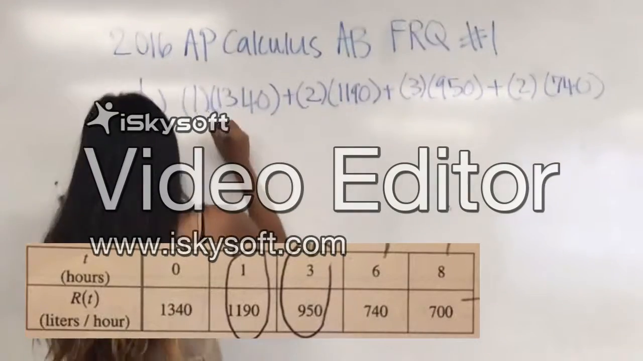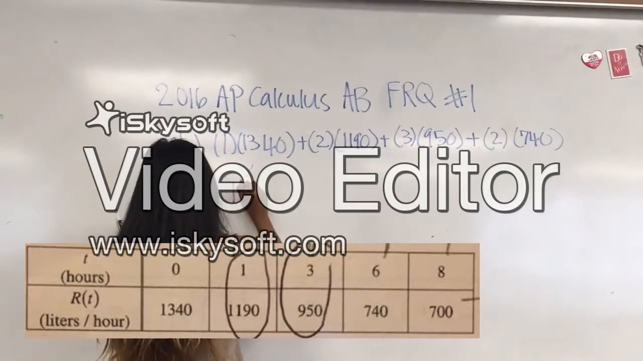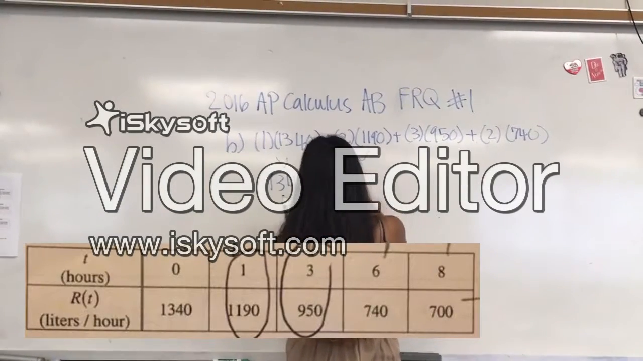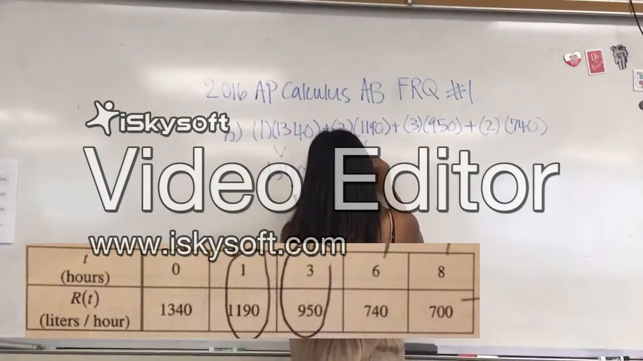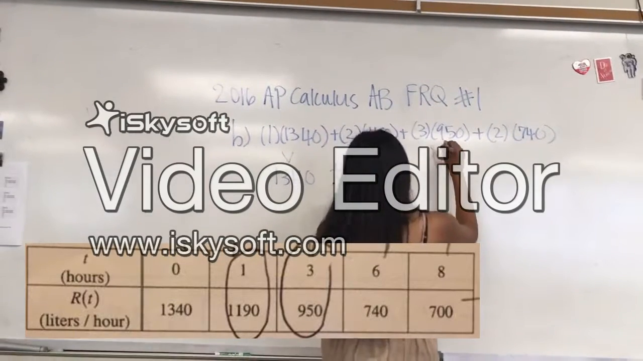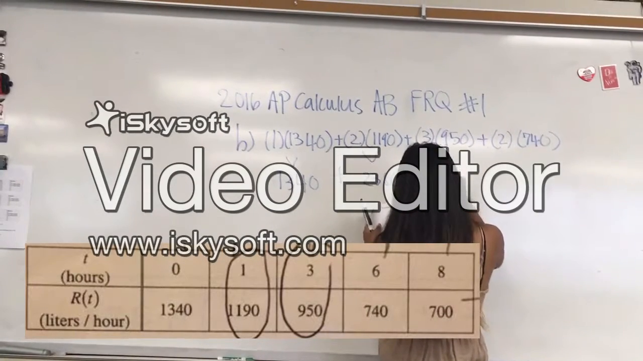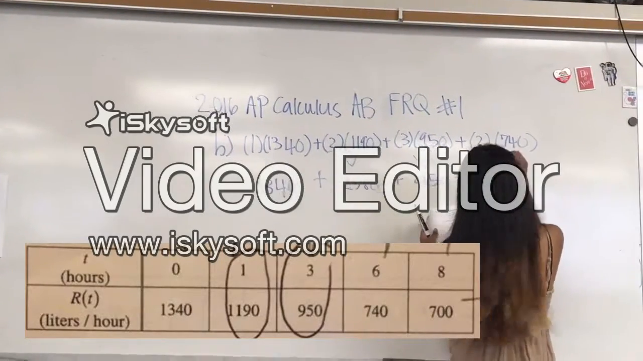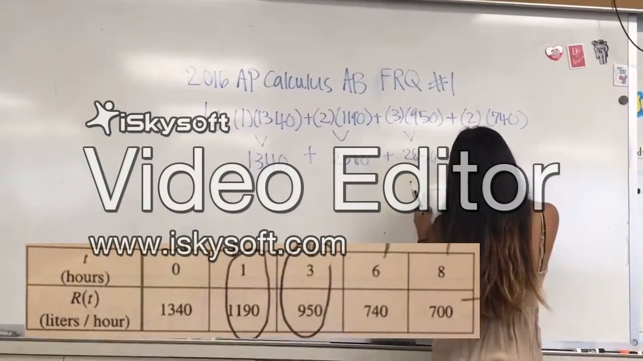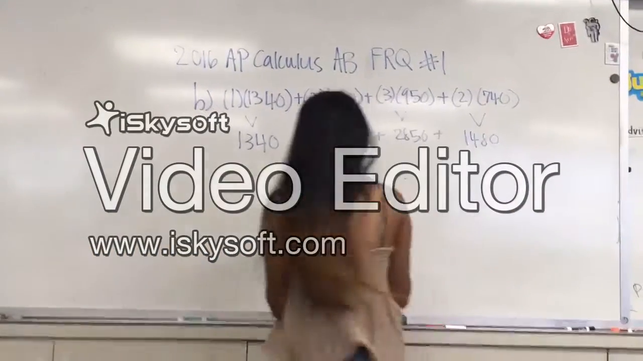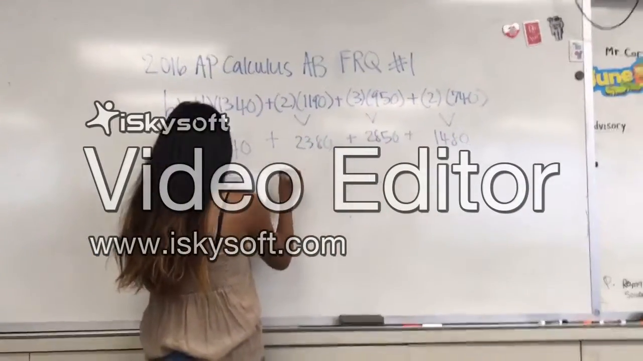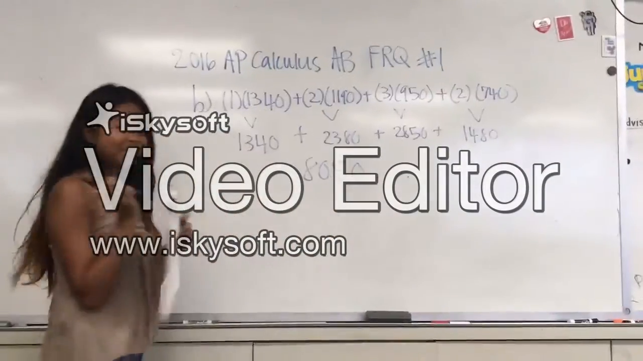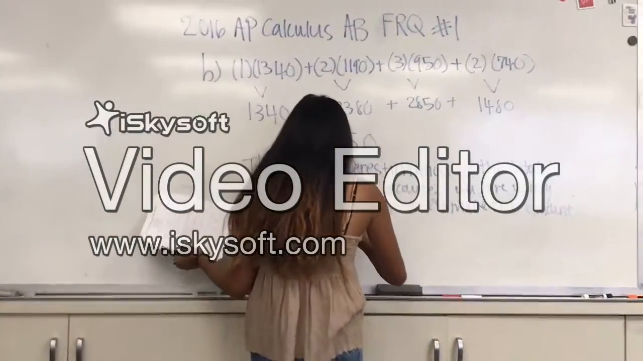From 1 to 3 is 2 and the second left endpoint is 1190. From 3 to 6 is 3 and the third left endpoint is 950. From 6 to 8 is 2, and the last left endpoint is 740. After this, you will add all your products together, and your final answer will be 8,050 liters.